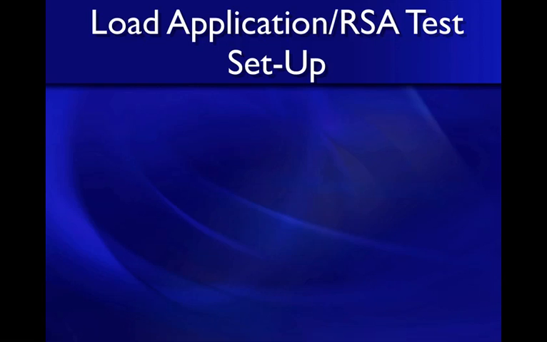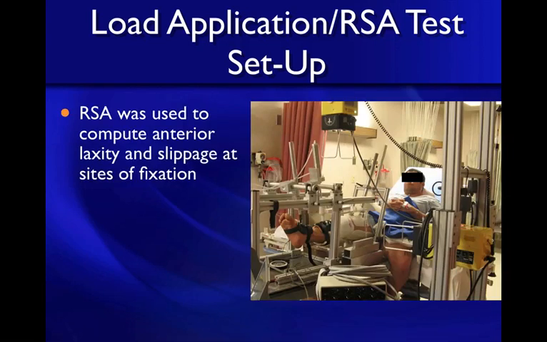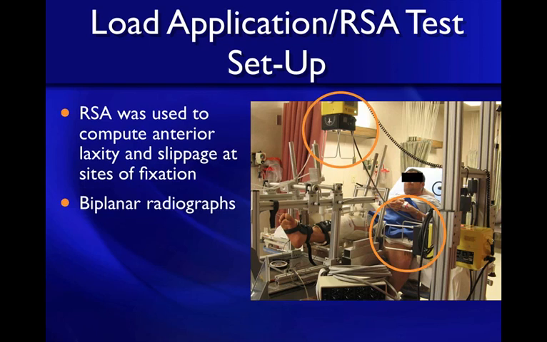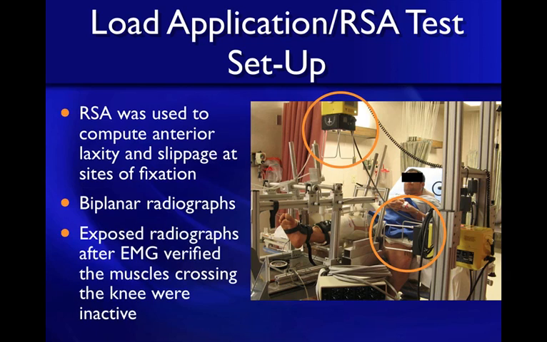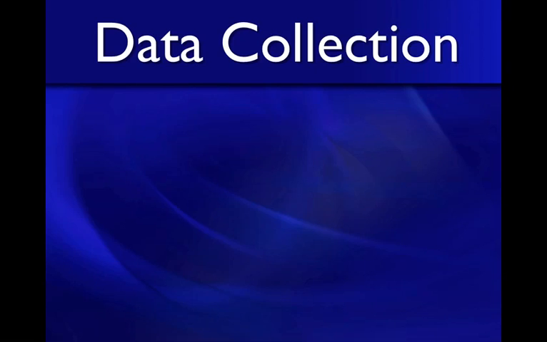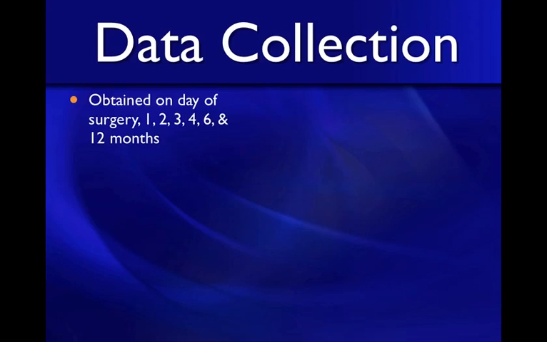And then we used a load application to apply the RSA test, and this is the setup. Here's a patient in the recovery room after the surgery, and the RSA was used to compute the anterior laxity and slippage at the sites of fixation. We used by convention biplanar radiographs, and we exposed these radiographs after EMG surface electrodes verified that the muscles crossing the knee were inactive, so there was no co-contraction to mask the anterior translation of the tibia on the femur. And this was our data collection. We obtained data on the day of surgery within 2 hours of the surgical procedure, and at 1, 2, 3, 4, 6, and 12 months.